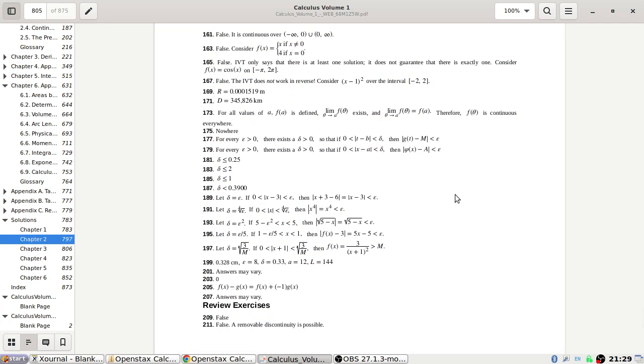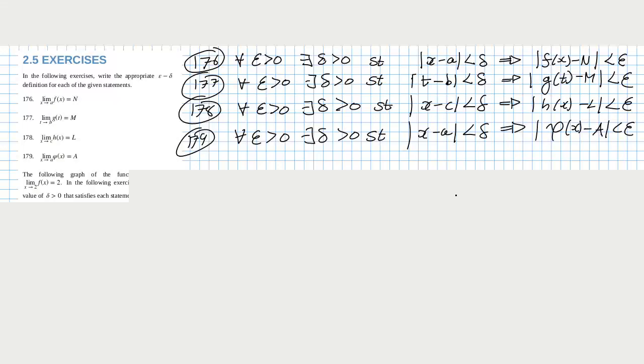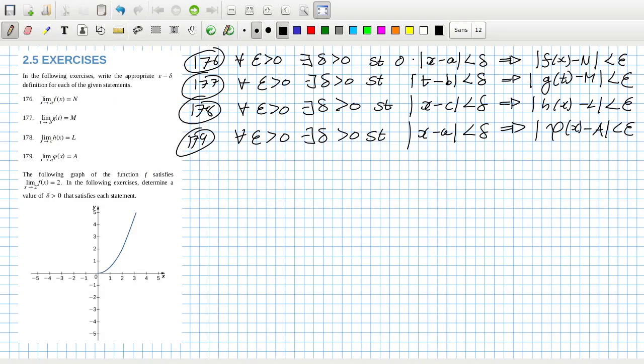Do I really need to say more than zero? I guess so, because I don't want t to equal b. Okay. For some reason I don't remember the more than zero. Well, it's been a while since I studied this.